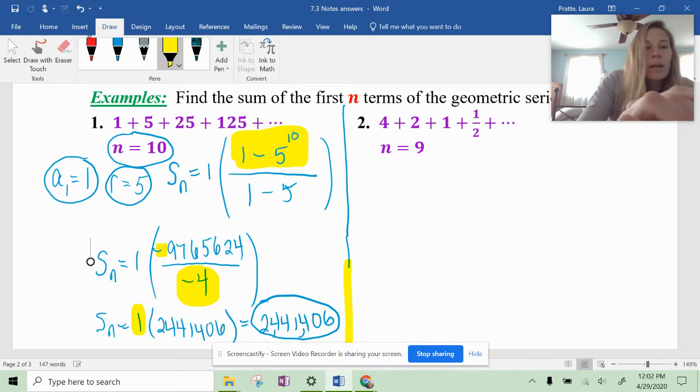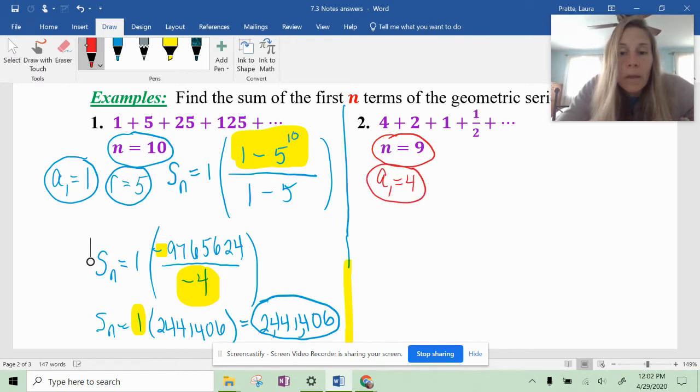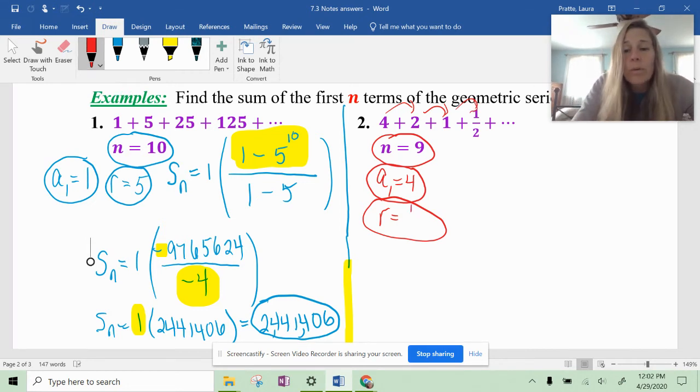Okay, so let's try the next one. So again, we have the n value. We want to know the sum of the first 9 terms of the sequence. And we know the first term in the sequence is 4. And then the r value is what is being multiplied by each time. Well, we probably can see that we're dividing by 2 each time, which means we're really multiplying by 1/2. You can take any number in that sequence or series and divide it by the previous one, you would get 1/2.